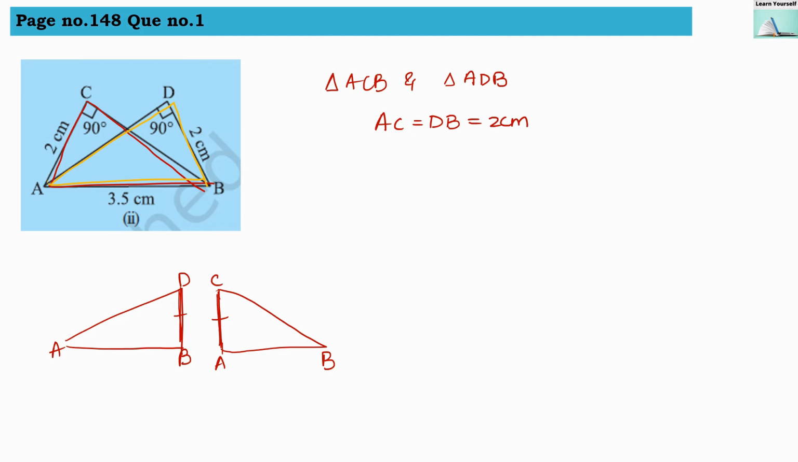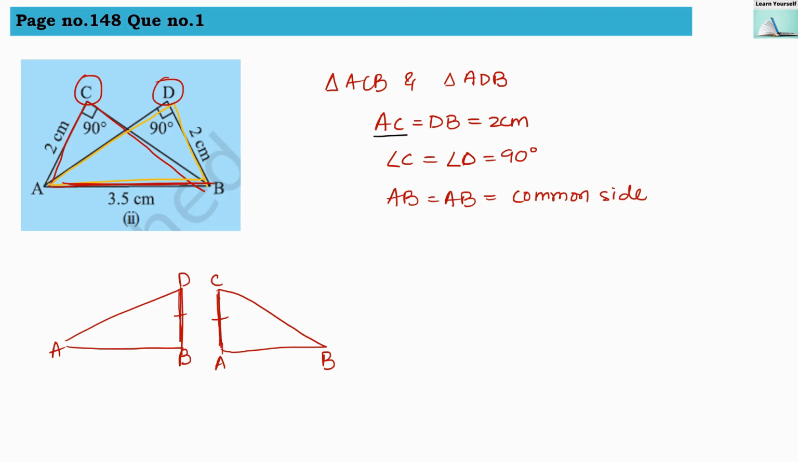Now two angles, angle C and angle D is also equal. Angle C, angle D is equal to 90 degree right angle. Now here AB is common in both of these triangles. So we can write AB equals to AB, or we can write common side in both the triangles. Now let us check as per RHS criteria, did we get all these things or not.